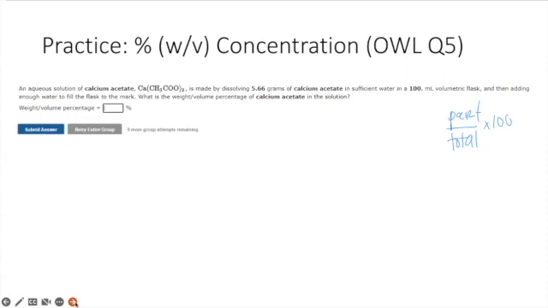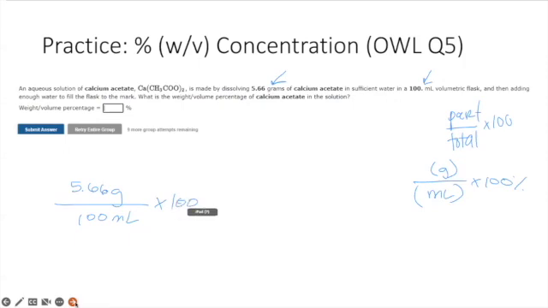Weight volume is tricky though. They want you to make sure it's grams over milliliters. They're finicky about their units, but we are given our part in grams and our total in milliliters. So we don't have to convert anything. It's a matter of just dividing 5.66 grams over 100 milliliters and multiplying that by 100. And so when I put that into my calculator and round to 3 sig figs, I get 9.90%.